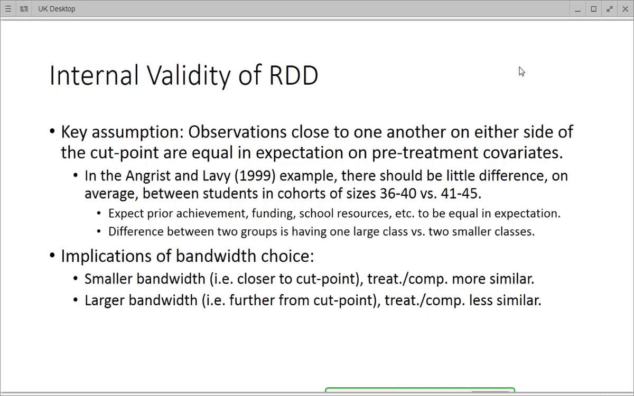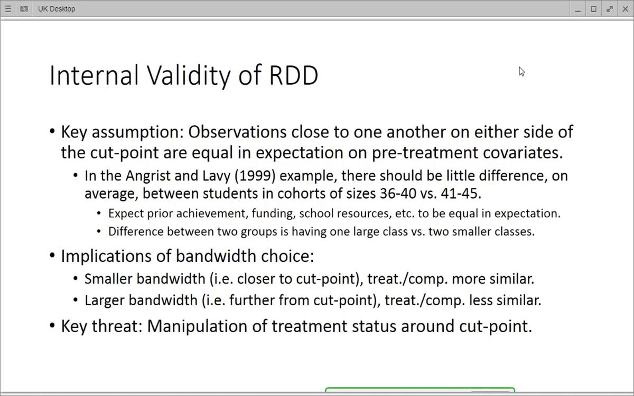Put aside class size for just a second. That says something about the population of the area that it's drawing from. It may say something about resource differences of the schools, etc. But in terms of a difference of 37, 38, 39, 40 students in a cohort versus 41, 42, 43, there shouldn't be, on average, much difference between these schools. The only difference being the treatment itself and how that gets assigned.